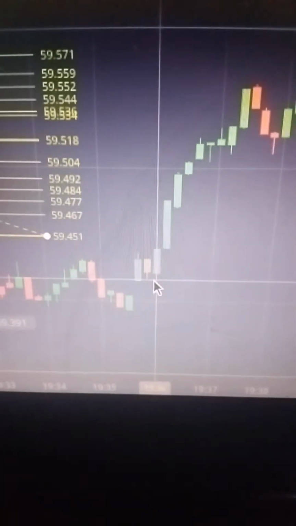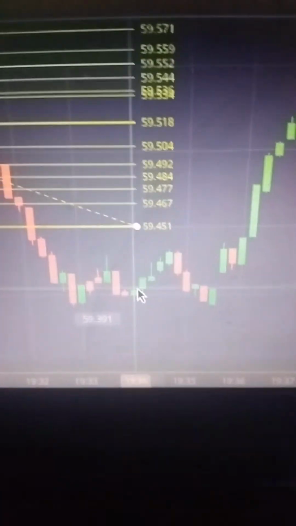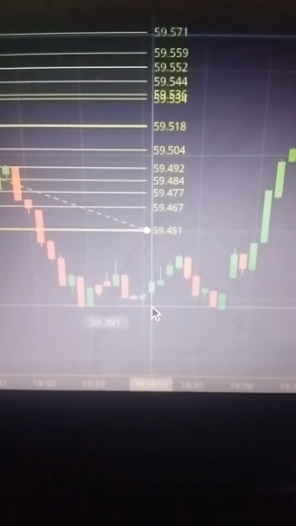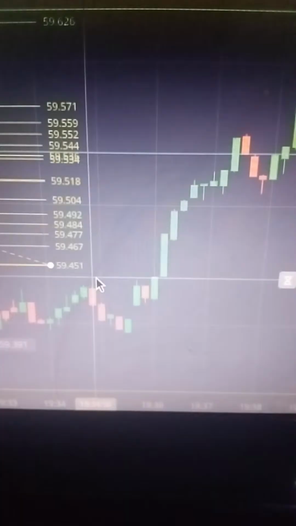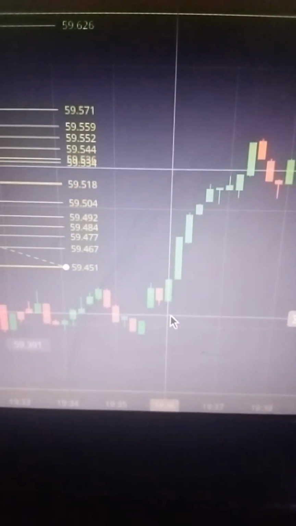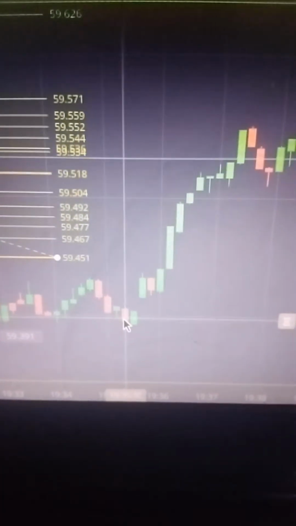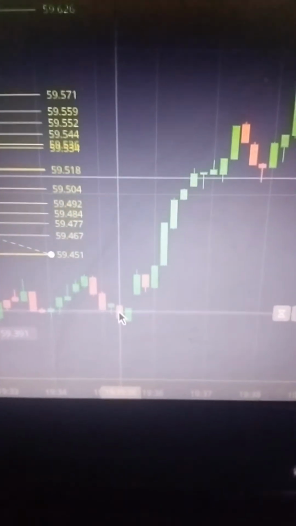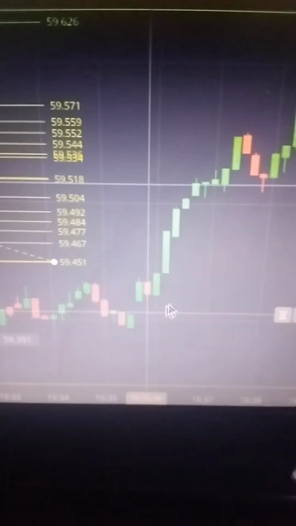So this is not a good entry here. There is no entry at all, to be honest. There was no entry. There was equal lows and price broke structure, but it didn't give us any OTE. I can't say this is an order block, but price didn't even visit that one.